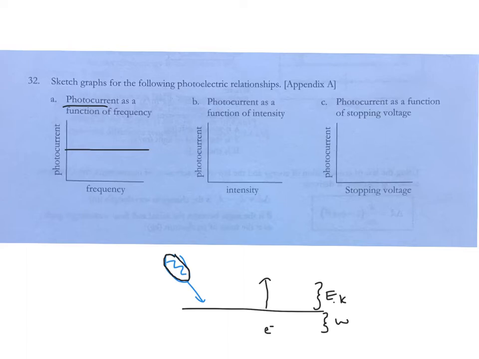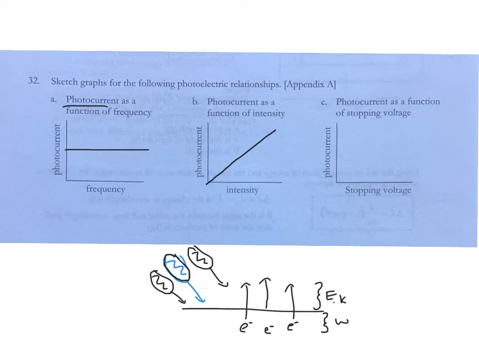If I increase the intensity, however, now intensity is the amount. So now actually I have more photons. So if I increase the intensity, I have more photons, which means I'm going to knock off more electrons. So there will be more photocurrent. So photocurrent will increase as the intensity increases.